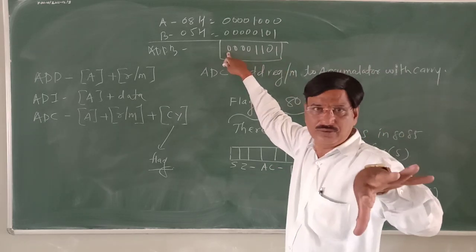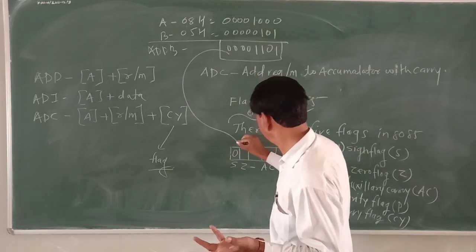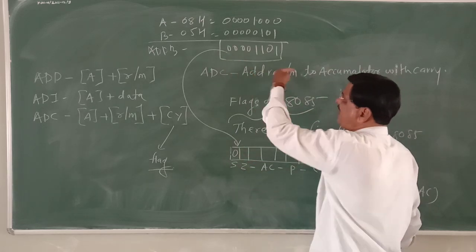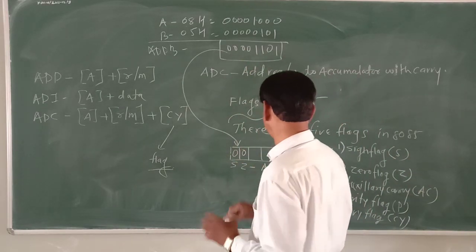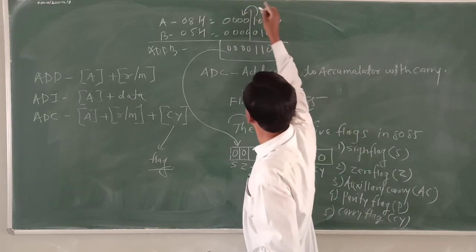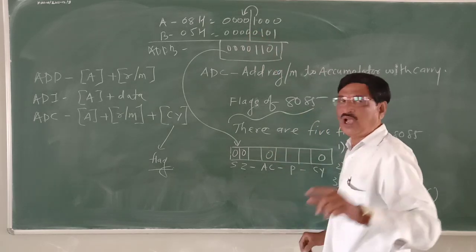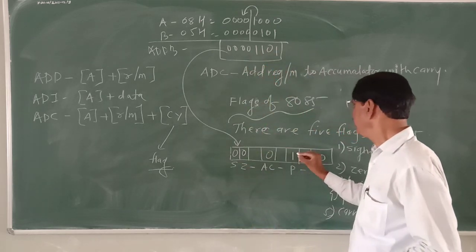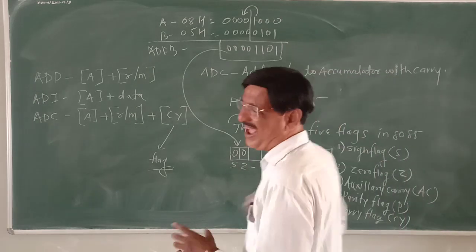What is the MSB bit? It is 0. Then the sign flag is also 0, since the sign flag is set looking at the MSB bit. Zero flag: look at the answer. Is the answer zero or non-zero? The answer is non-zero, that's why it is also 0. AC: is there a carry produced from the 3rd bit to the 4th bit? No carry from the 3rd bit to the 4th bit, that's why it is also 0. Parity: how many ones are there? 1, 2, 3. Three ones are there, which is odd parity, so it is 0. Even parity would give 1. And there is no carry. So these are the flags.